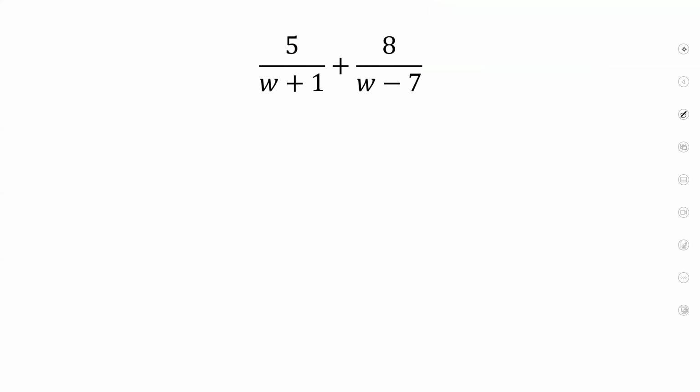Next. Okay, so I need to make the denominators the same. So this one can be multiplied by w minus 7. And this one can be multiplied by w plus 1. Whatever you do to the denominator, you must also do to the numerator. W minus 7. All right, so your denominator stays the same.